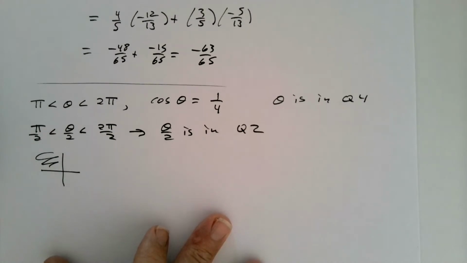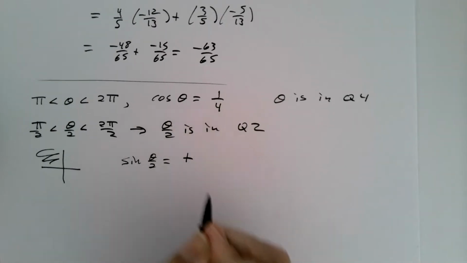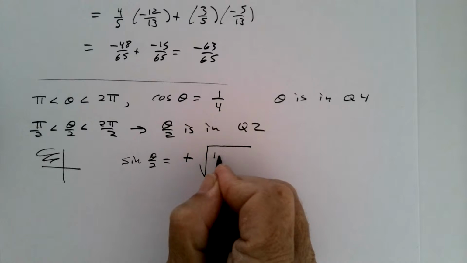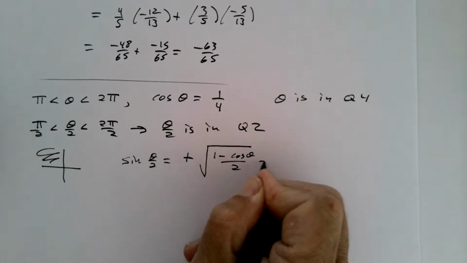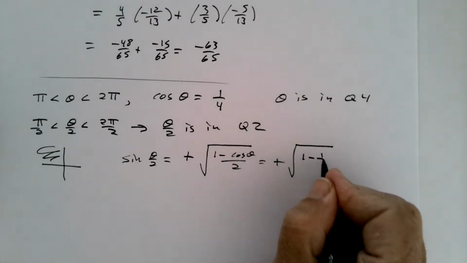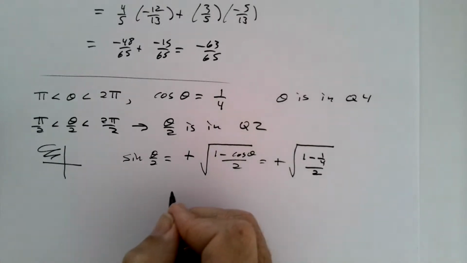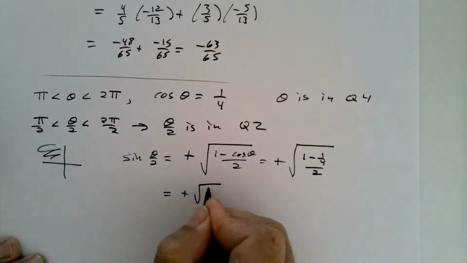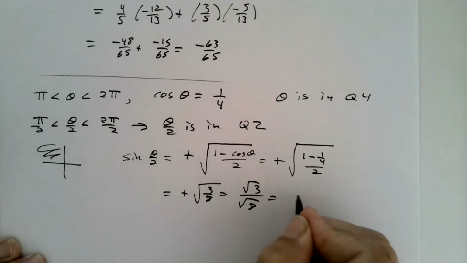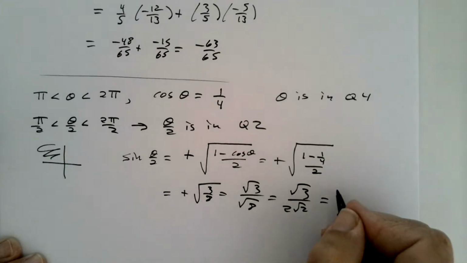So let's go ahead and figure out what sine theta over 2 is. In quadrant 2, sine theta over 2 would be positive. And the formula is the square root of 1 minus cos theta over 2. So it's positive square root of 1 minus a quarter over 2. So that's 3/4 divided by 2, so that's 3/8. So it's plus the square root of 3/8. Root 3 over root 8, which is root 3 over 2 root 2, which is root 6 over 4.